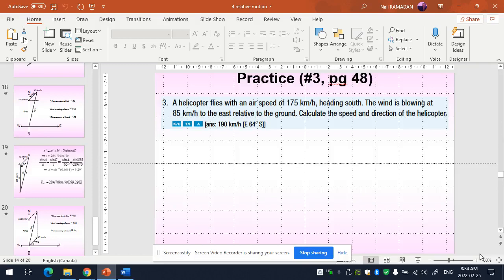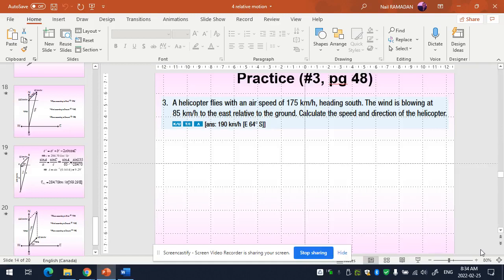Okay. Heading which way? Heading south, straight south. Okay. The wind is blowing at 85 kilometers per hour to the east, relative to the ground. So can someone tell me what are the objects mentioned in this problem?